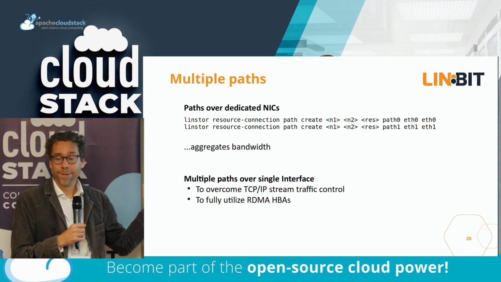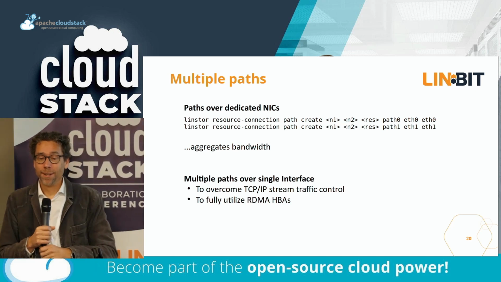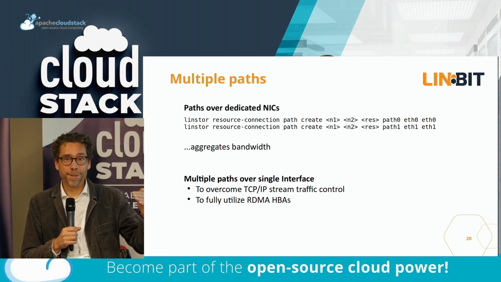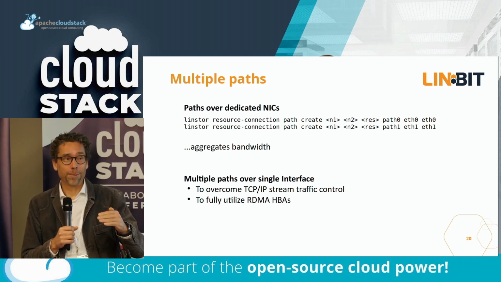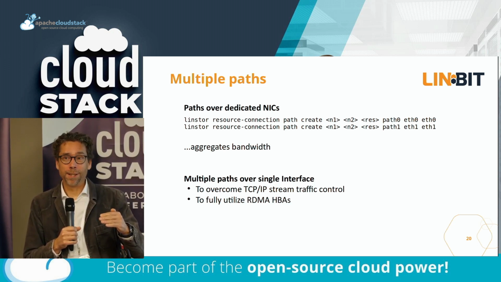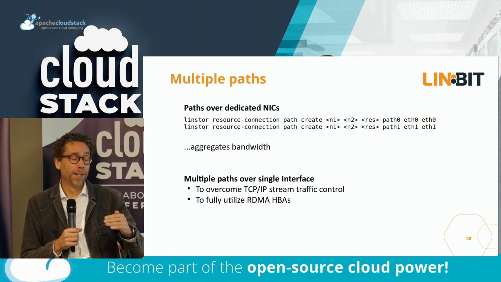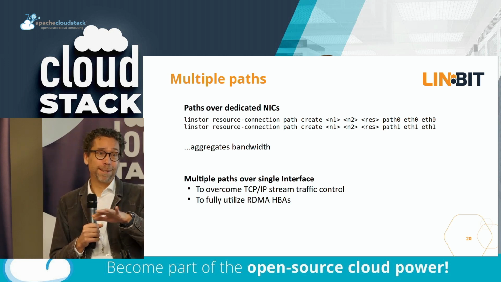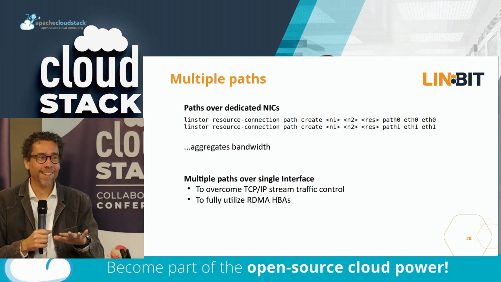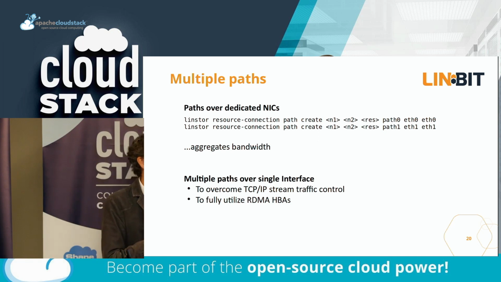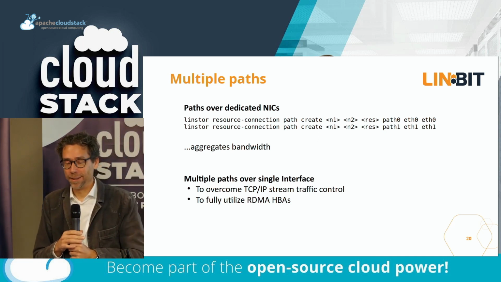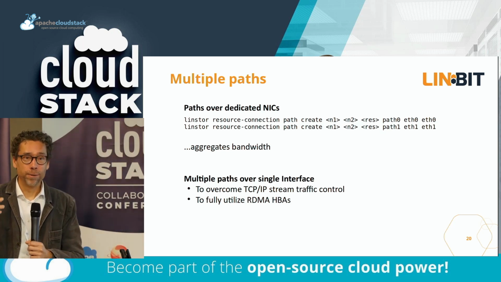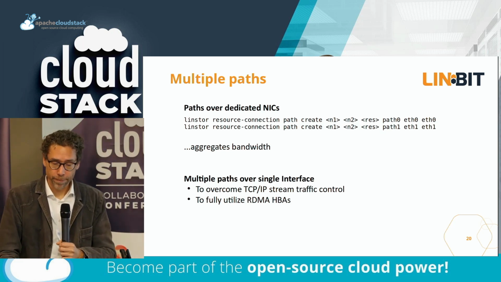We also have customers using multiple paths over a single NIC when they run DRBD in the public cloud, where the cloud provider happens to have traffic shaping for individual TCP streams. Then multiple TCP streams help, right? And also in the RDMA world, it makes sense to have multiple paths over a single HBA to fully utilize the hardware.